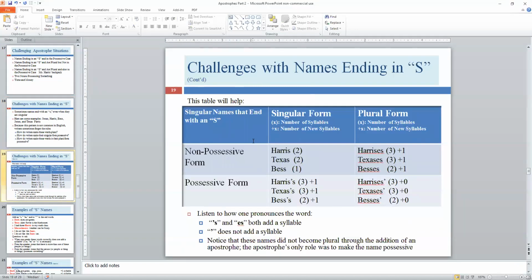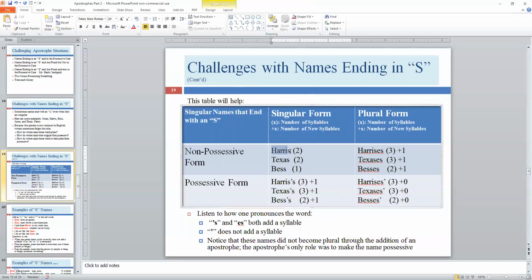Okay, so here is the table that should help us. And I have three things. I have a surname. I have the proper name of something that isn't a person's name. And I have a first name. But we'll see the rule's the same. It doesn't vary depending upon what the function of that word is. So here we have the singular non-possessive form. This is the ordinary form. No one's going to get this wrong. And you see in parentheses I have the number of syllables. Harris, Harris. You can hear the two syllables. Texas, Texas, two syllables. Bess, Bess, one syllable.